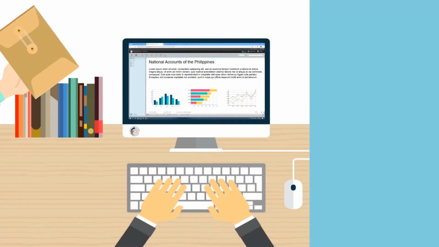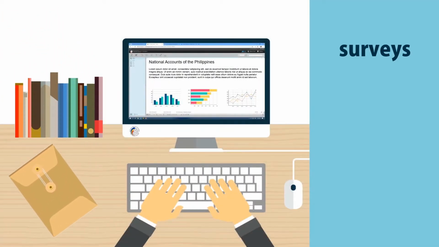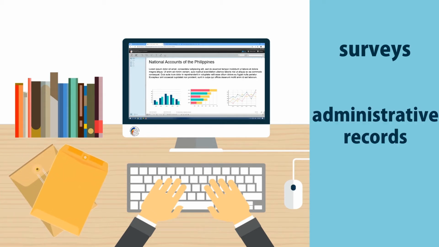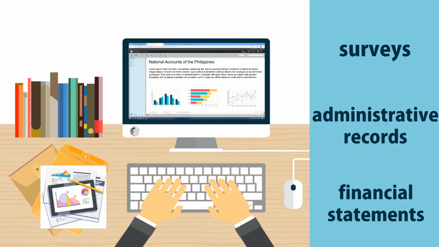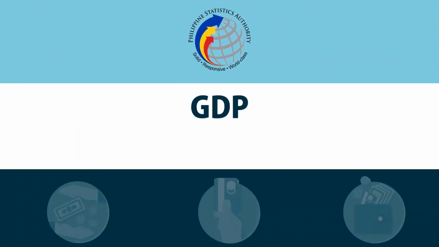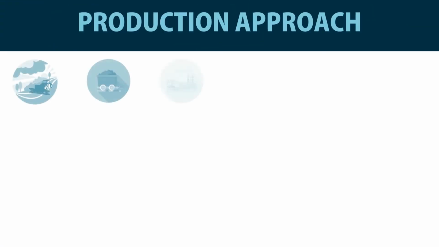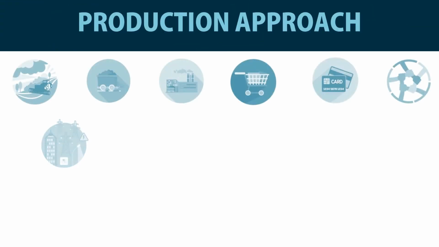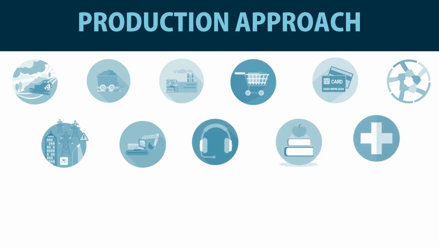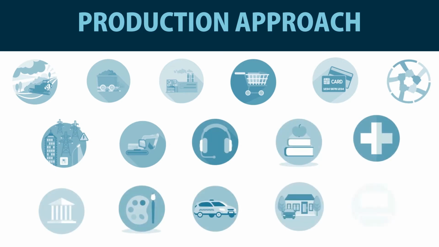The PSA compiles data from surveys, administrative records, and financial statements. It then computes for GDP through the following approaches. In the production approach, GDP is calculated by getting the sum of the gross value added of each industry within an accounting period.